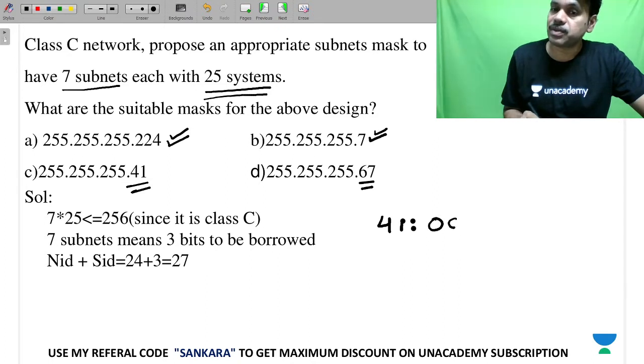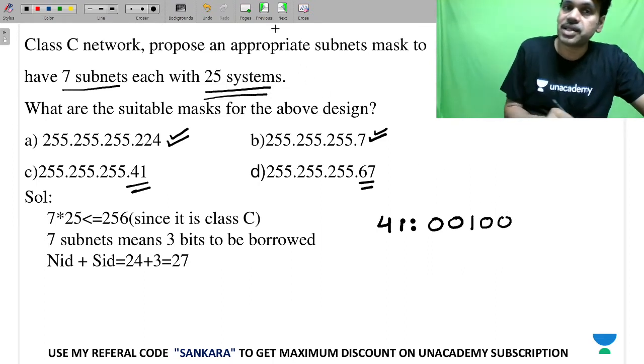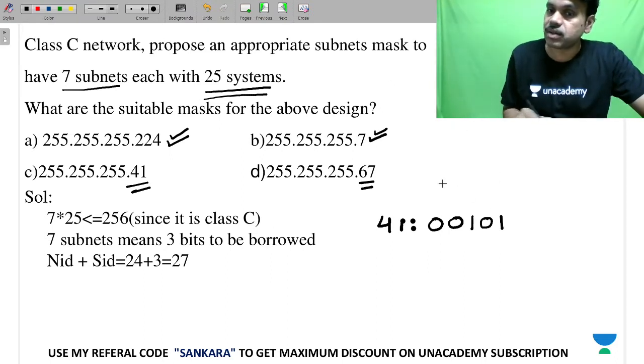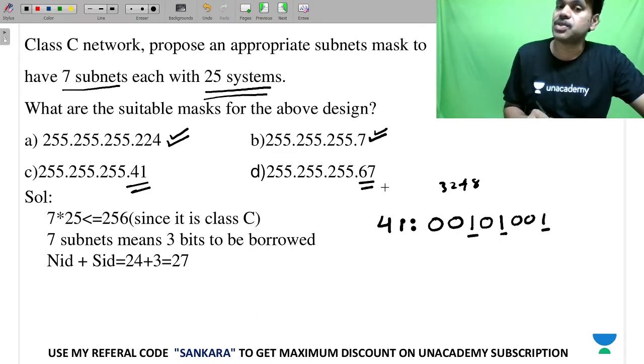128 is off, 64 is off, 32 is on, 16 is off, 8 is on, right? So 32 plus 8 is 40, and 4 is off, 2 is off, 1 is on. So 3 ones. This is also valid. As well as 67 is also valid.